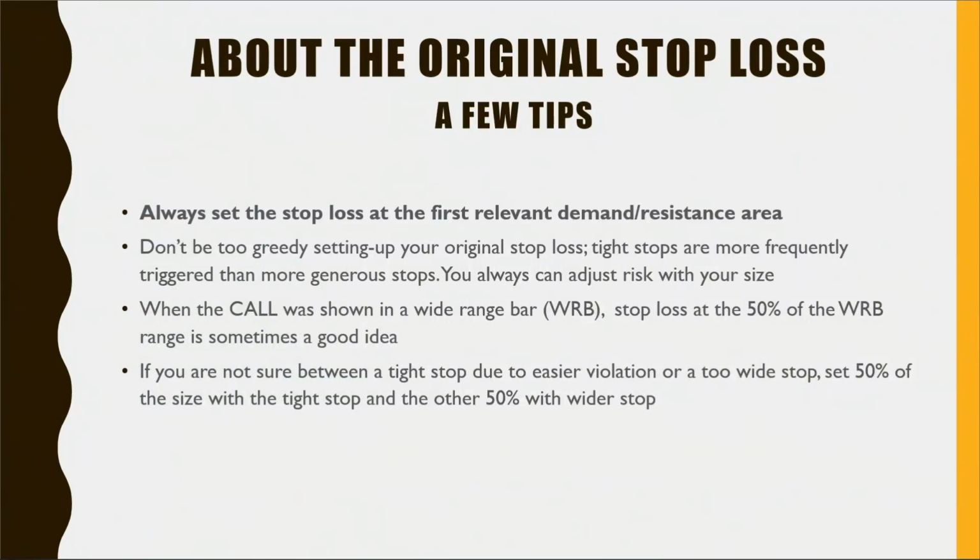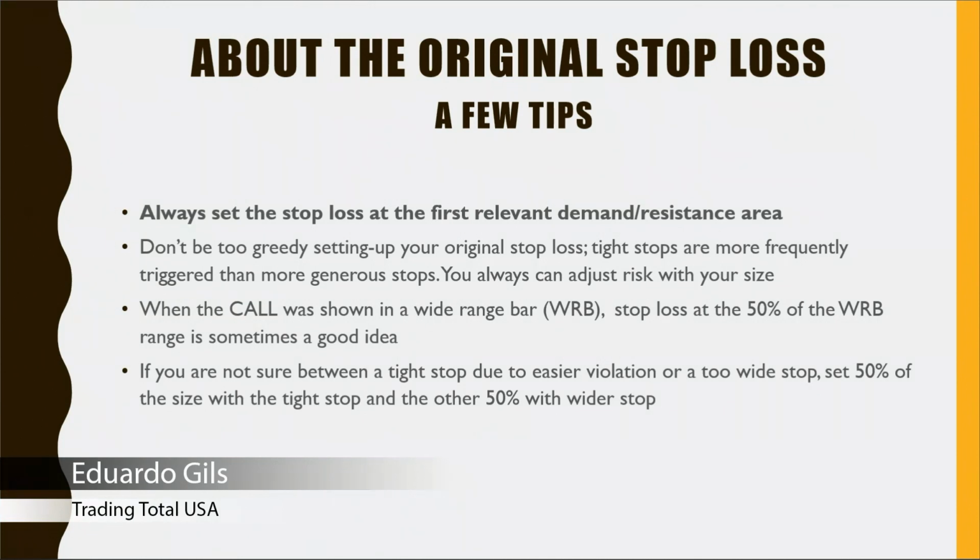Setting the original stop loss. Well, after explaining how to get into a position, we still need to determine the original stop loss to protect our principal, obviously. The original stop loss must be set right at the next relevant support and resistance area, looking for a strong enough demand area for a long and a strong enough supply area for shorts, which means looking for pivots or bases, okay?